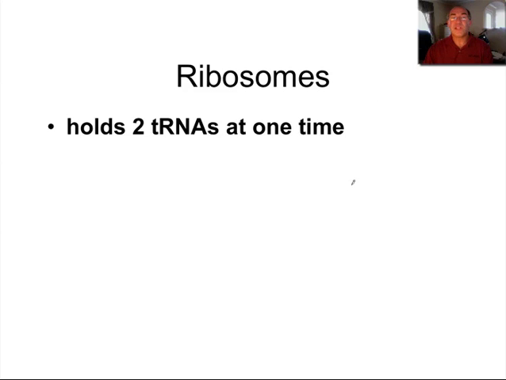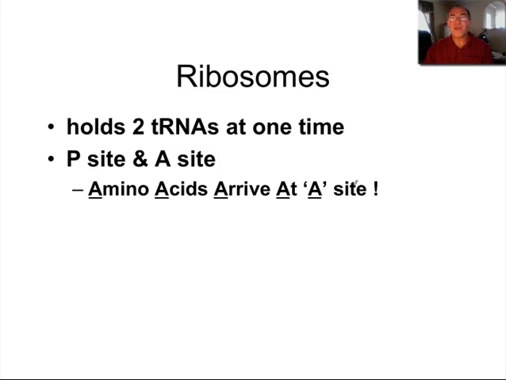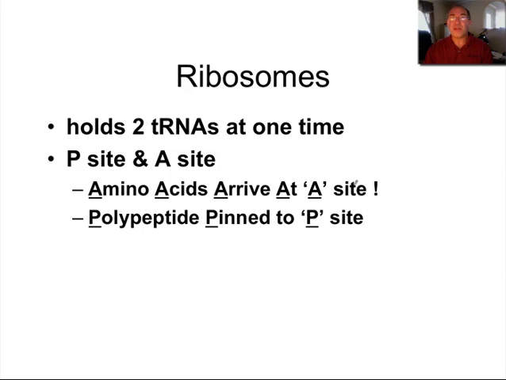Ribosomes, they hold two transfer RNAs at a time, one in the P site and one in the A site. How do you remember what happens at each site? Amino acids arrive at the A site, and the polypeptide is pinned to the P site.